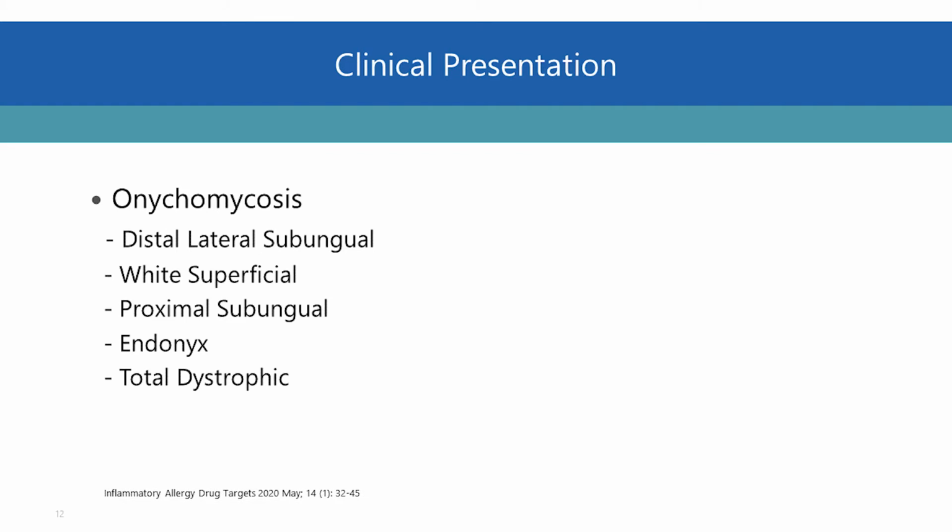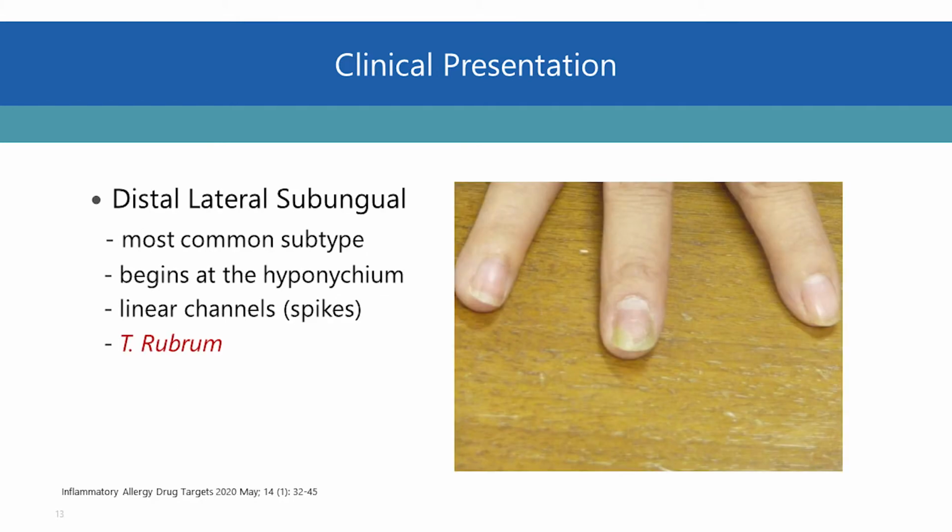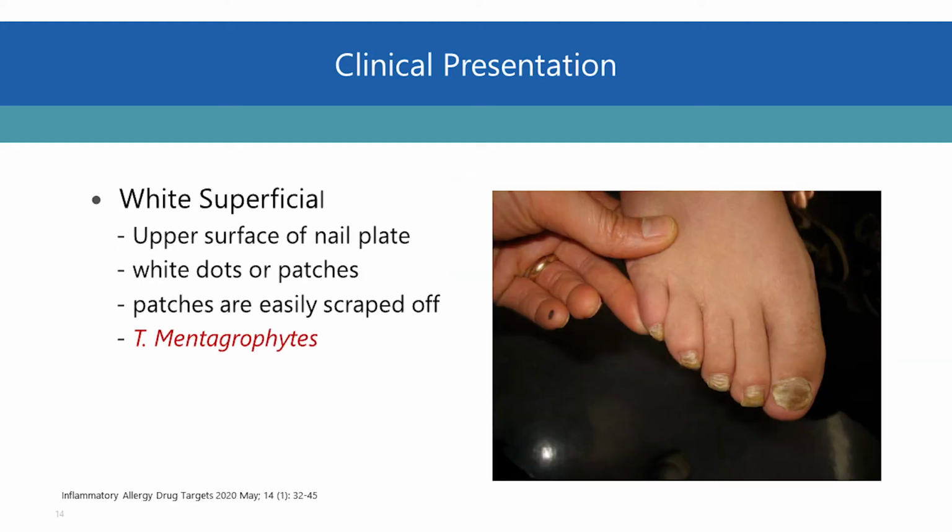I've listed them here. I'm not going to spend too much time on them. The first is distal lateral subungual. Now, distal lateral subungual, this is the most common subtype, often caused by T. rubrum. We have white superficial.